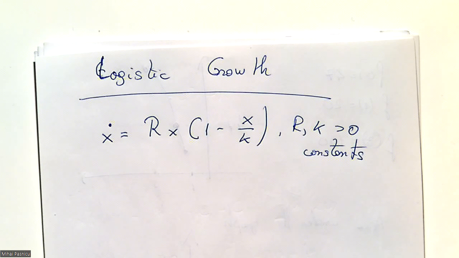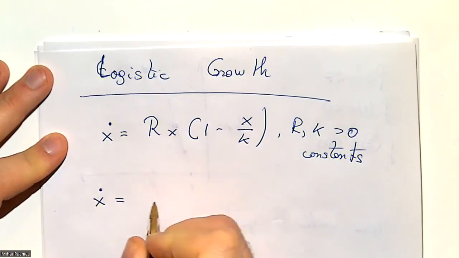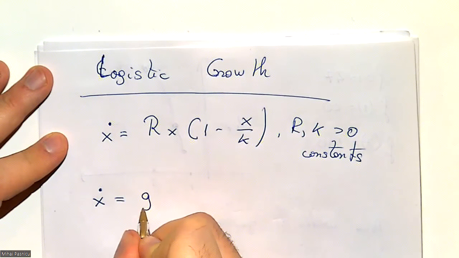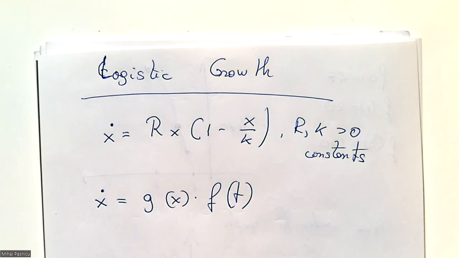Okay, now what's the first step that we need to do? Again, it's not something new. We need to identify our parts. So my x dot, I know it has to look like, remember, g of x times f of t. Okay, this is how it needs to look. Now, in this case, it's a little bit trickier. Why? What's the identification here? What is f of t? Exactly. Well, that's the point. There's no t.